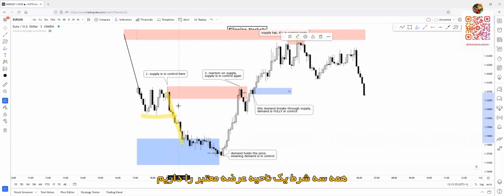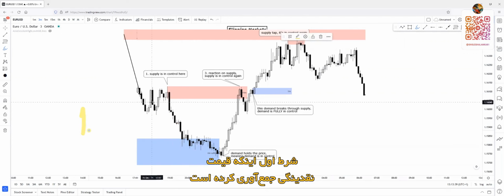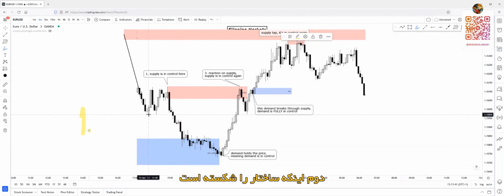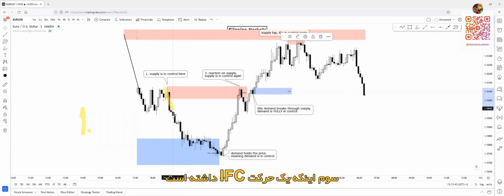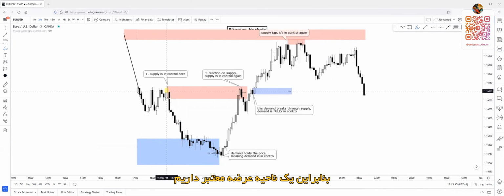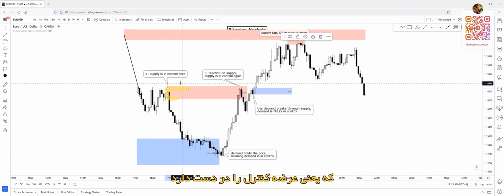So we have all the three criteria in order to form a valid supply zone. So first criteria, price swept liquidity. Second, it broke structure. Third, it created an inefficient move. So we have a valid supply zone, which means supply is in control.